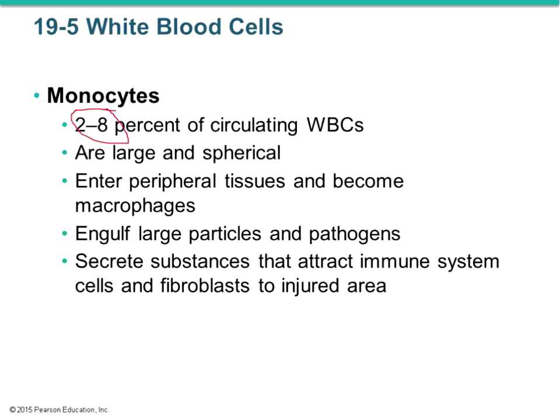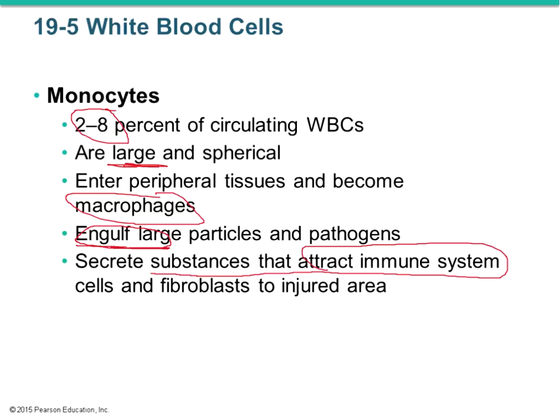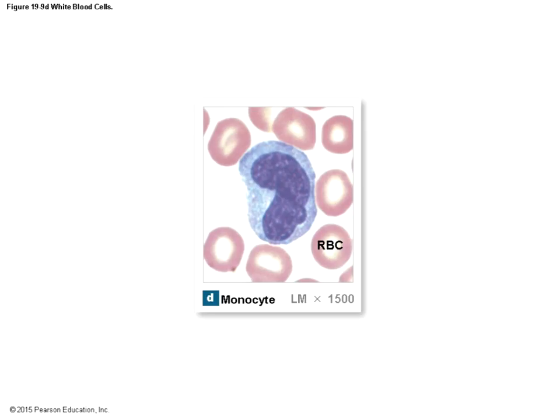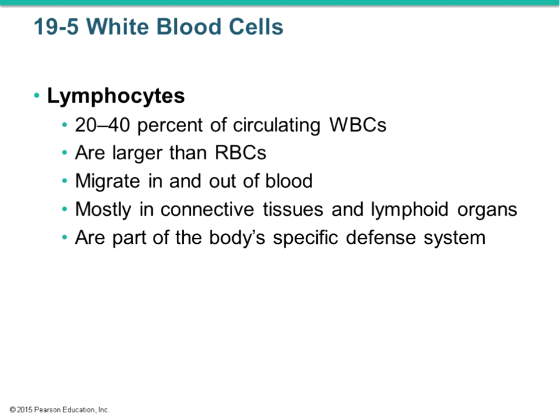Monocytes, you see more of those, 2 to 8%. These again are very large, a little more spherical in shape. They can ultimately turn into what are called macrophages. Macrophages, if you recall, have the ability to engulf and consume large particles and pathogens, and they also contribute to positive chemotaxis by releasing chemicals and substances that attract further immune response and fibroblasts and other types of things to the area. So those are monocytes, right? Much larger cell, sort of kidney bean looking shaped nucleus from that standpoint.